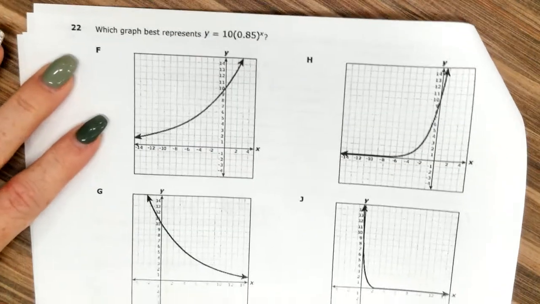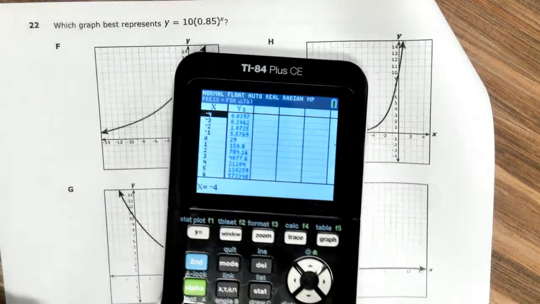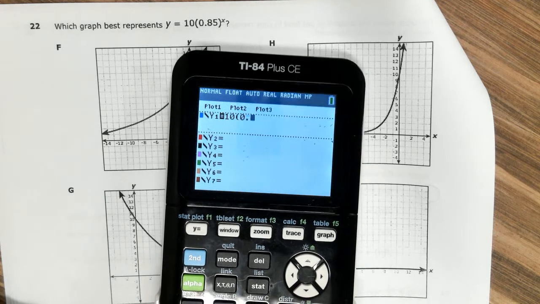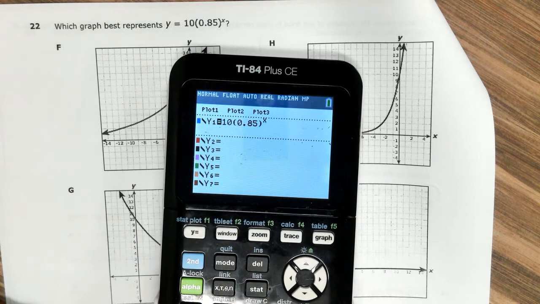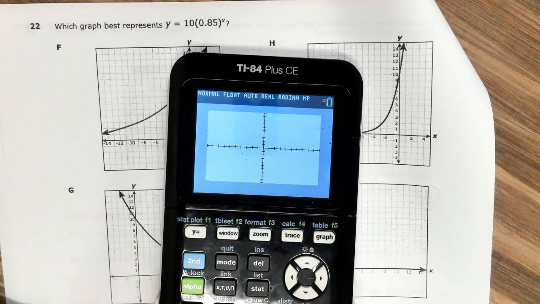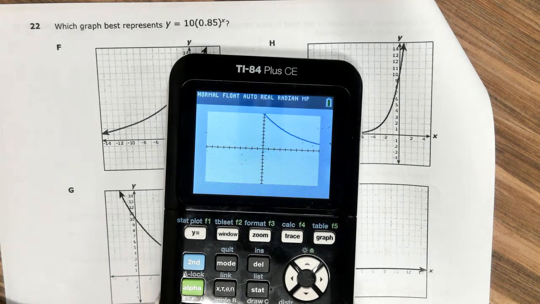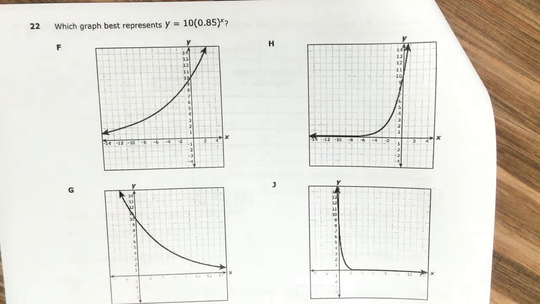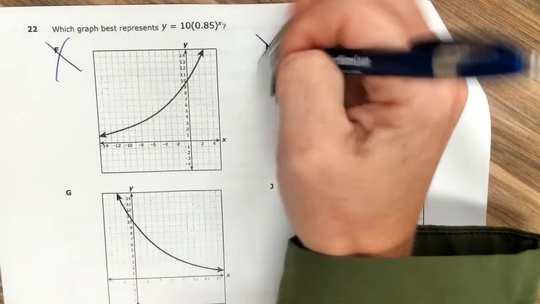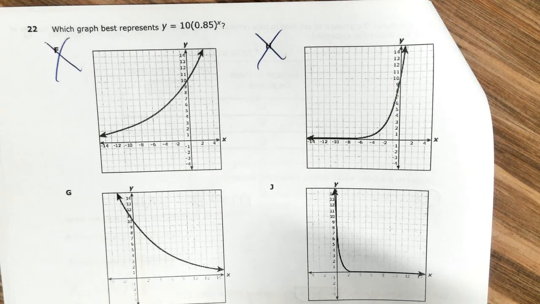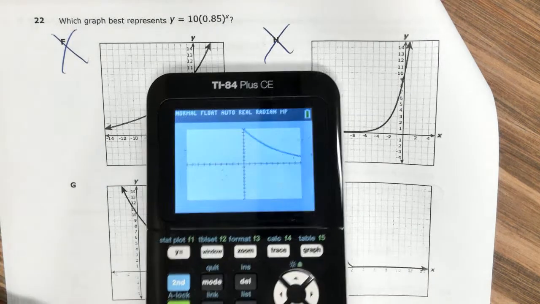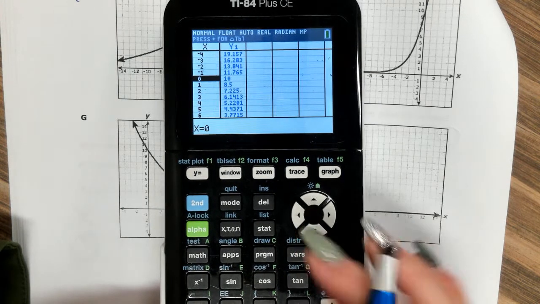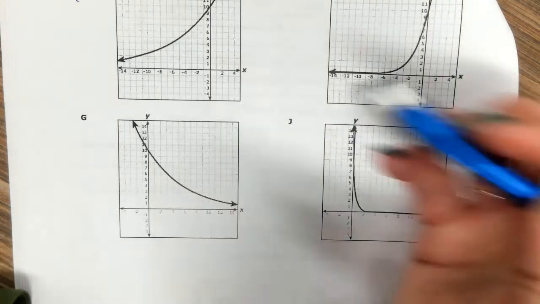Okay, number 22. All you had to do was type it in your calculator to y equals. If you hit graph, it'll kind of show you what it should look like. And it's going to be in quadrant 1 coming down. So I know that F was out and I know H was out, just by looking at the picture. Y'all see that? Now I go to the table and I'm going to check coordinates. It should have a dot at 0, 10.